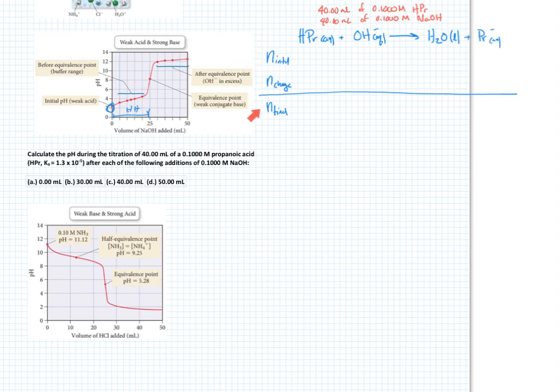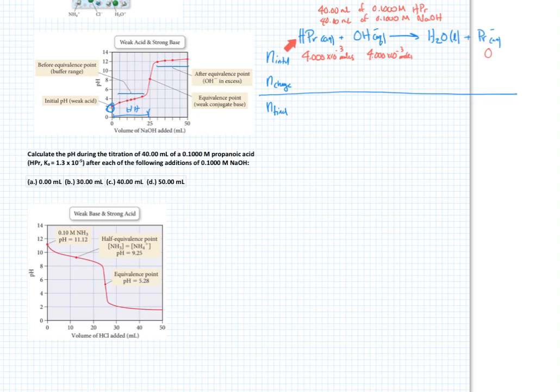All right, we are going to start with the exact same table that we had in the last video. This is a mole table. This is not an ICE table. Number of moles initial, number of moles change, number of moles final. We'll start filling it out right now. I've already written down the conditions: 40 milliliters of a 0.1 molar propanoic acid and 40 milliliters of a 0.1 molar sodium hydroxide. So this is going to be 4.000 times 10 to the minus 3 moles of propanoic acid and also 4.000 times 10 to the minus 3 moles of hydroxide. And we've got 0 moles initial of the propanoate ion.